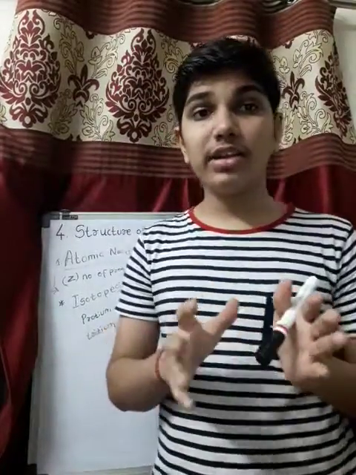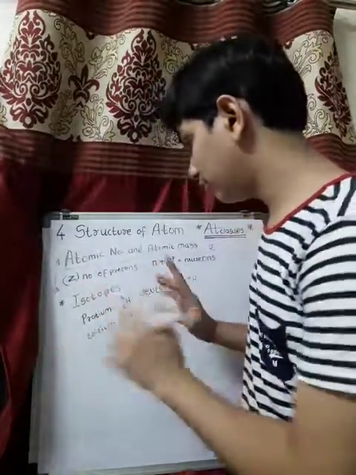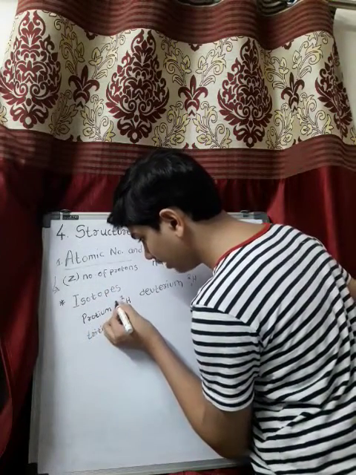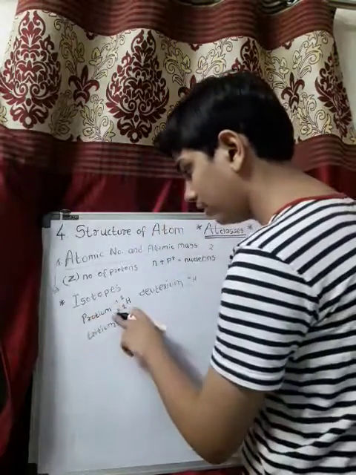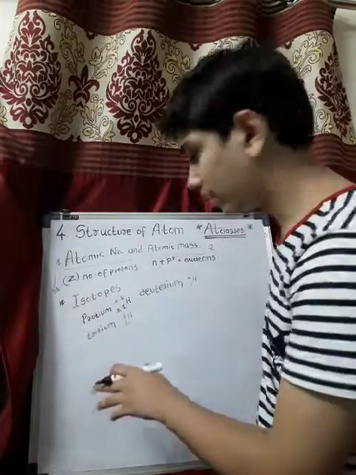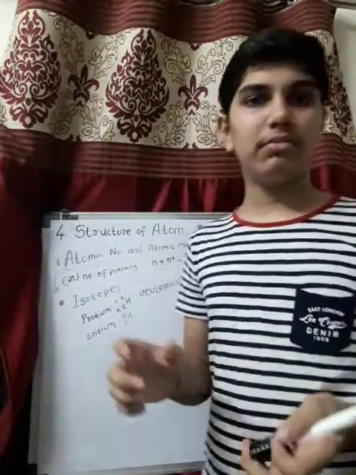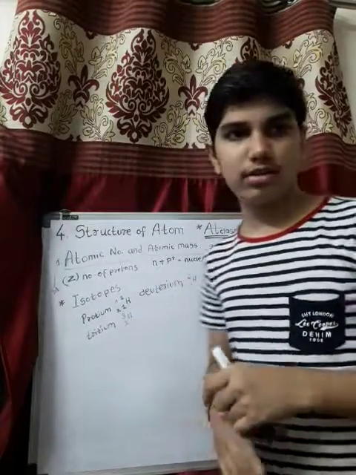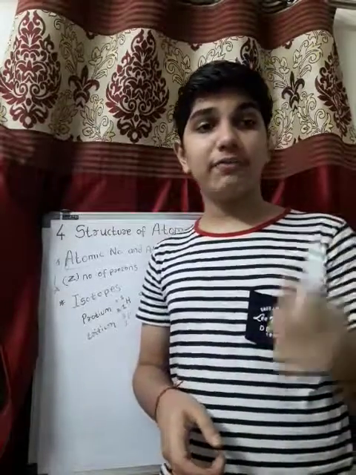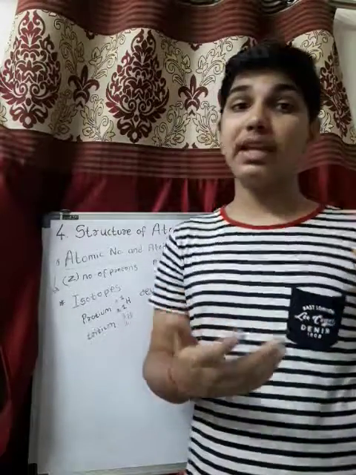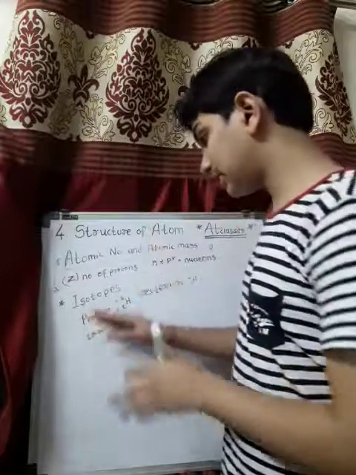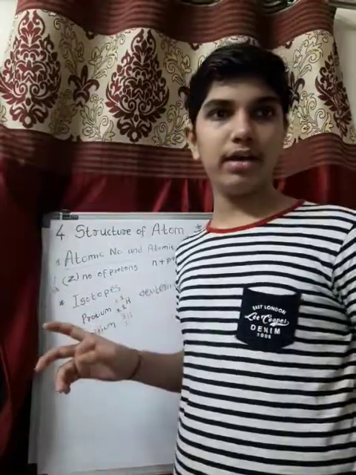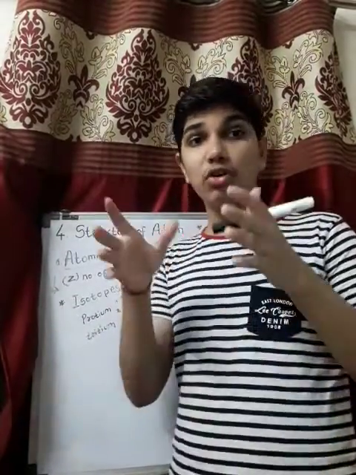Now the atomic number of each one is 1. This is Z, the atomic number, and this is A. We always write the atomic number down. Atomic number is 1, but atomic mass here is 1, 2 and 3. Isotopes are defined as atoms of the same element having the same atomic number but different mass number. So this was about isotopes.